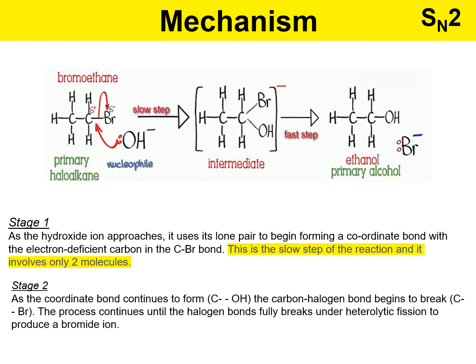As the coordinate bond continues to form between the carbon and the OH, the carbon-halogen bond then breaks and we form our product and a bromide ion. This mechanism is called SN2 because in the slow step of the nucleophilic substitution reaction, it involves two species, the halogenoalkane and the nucleophile.